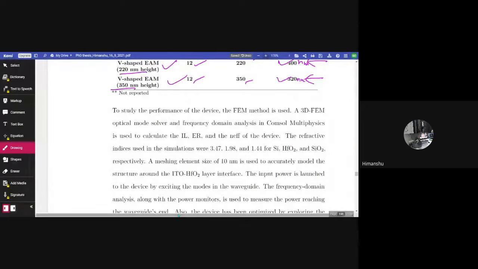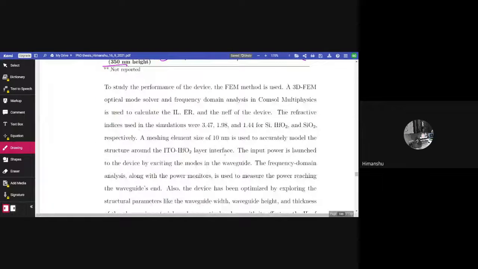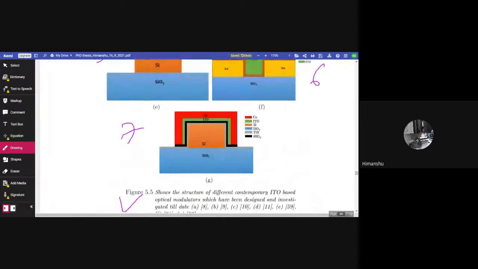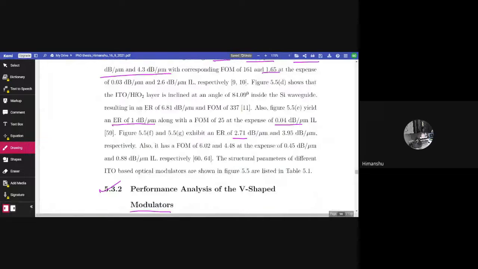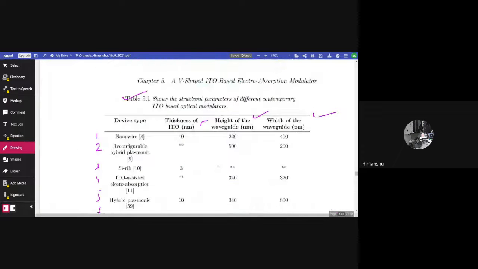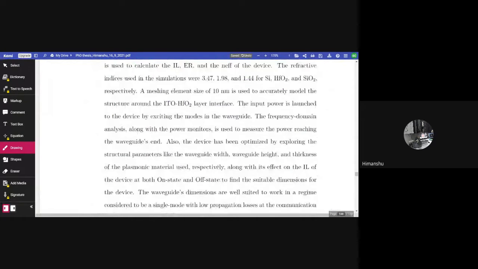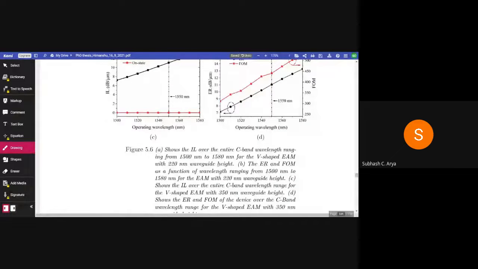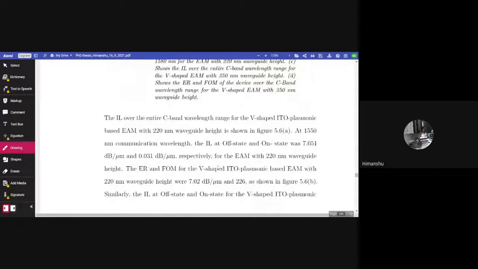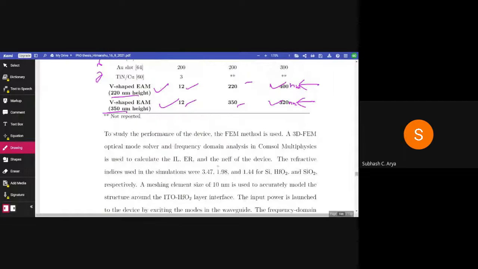Good. To study the performance of the device, the FEM method is used. A 3D FEM optical mode solver and frequency domain analysis in COMSOL Multiphysics is used. Himanshu, are you reading that? Yes, sir. Yes, sir.